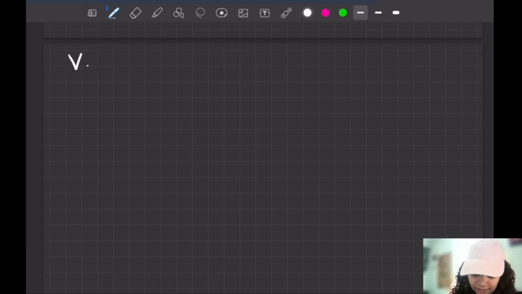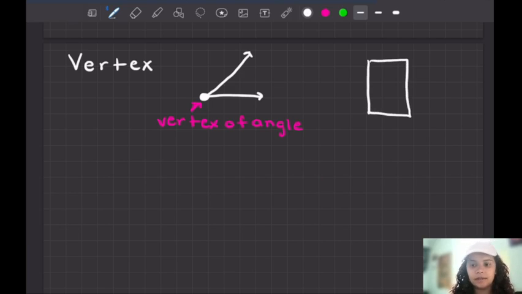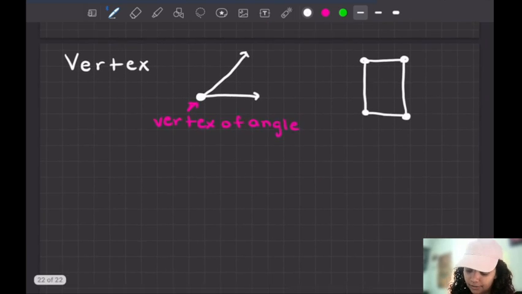One vocabulary word that I did not mention last video was a vertex, okay? And the vertex is this little guy right here, okay? So that right there is the vertex of your angle, okay? So it's basically the corner of your angle. And a vertex is the same thing, even if I draw a rectangle, the vertices of the rectangle are all of these little points where they connect, okay? So that's a vertex. I realized I didn't talk about that in my last video.